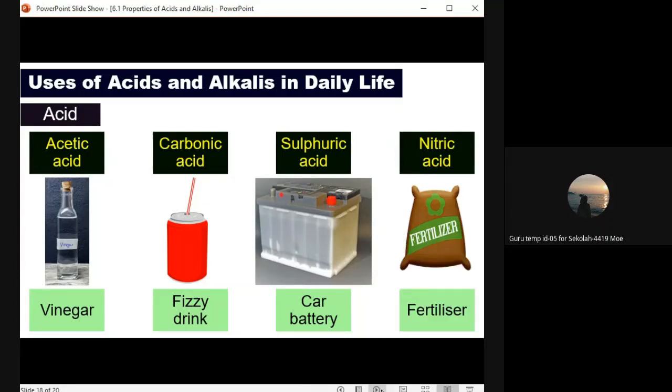Okay, I would like to say a little bit more on the fertilizers. There are some fertilizers that are made of alkali, not only acid. For example, ammonia. It depends on the plants that we want to plant. Different plants need different kinds of fertilizers, whether acidic or alkaline. So don't think fertilizers are only acidic. Some are alkaline. It depends on the plants.